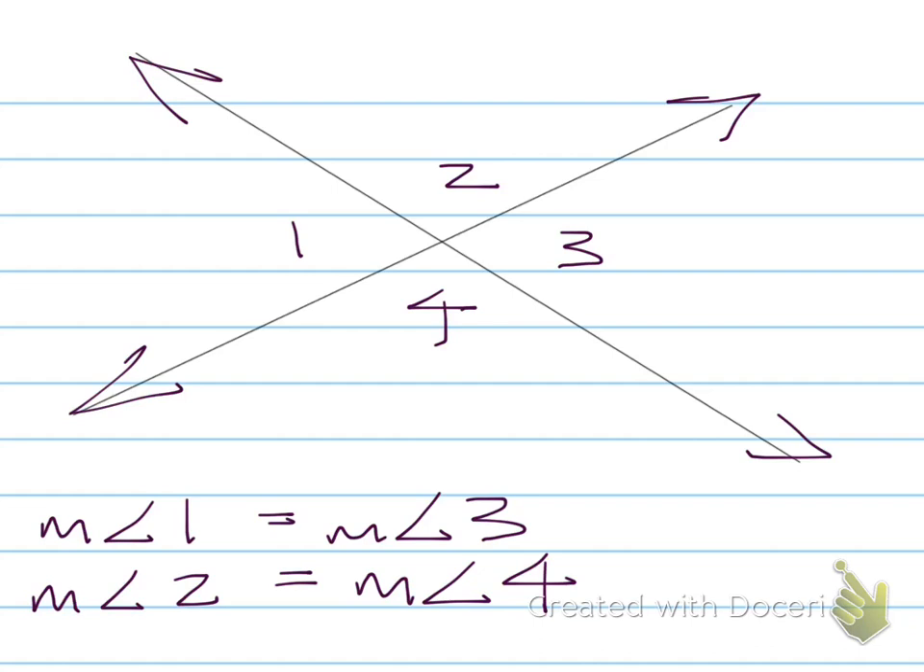In this figure, angle 1 and angle 3 are vertical angles, therefore they have the same measure. Angle 2 and angle 4 are non-adjacent angles formed by those two intersecting lines. So they are vertical angles and they have the same measure.